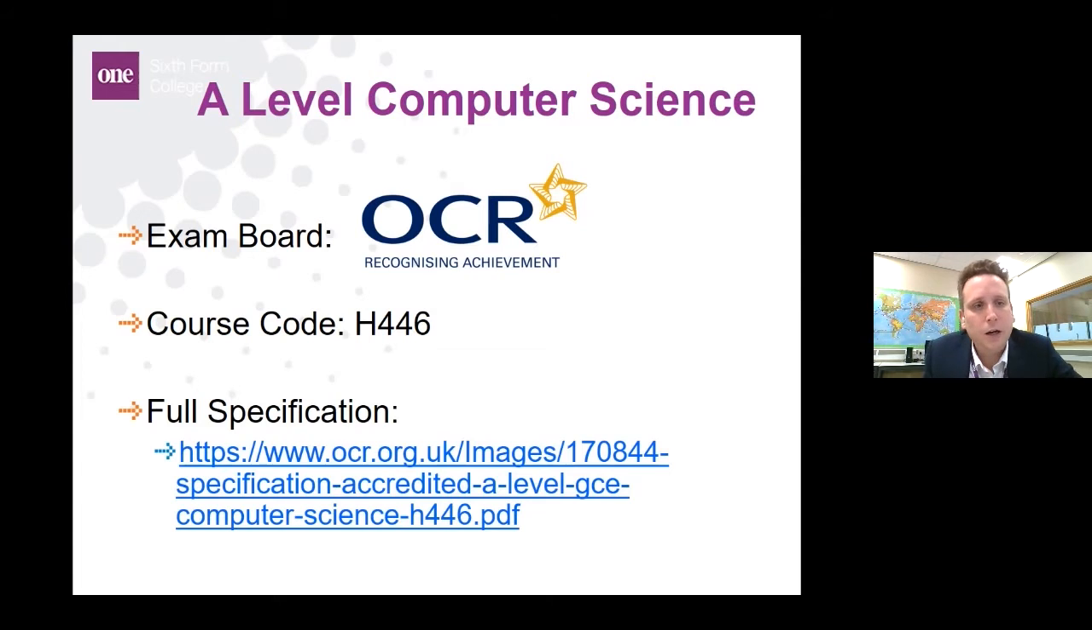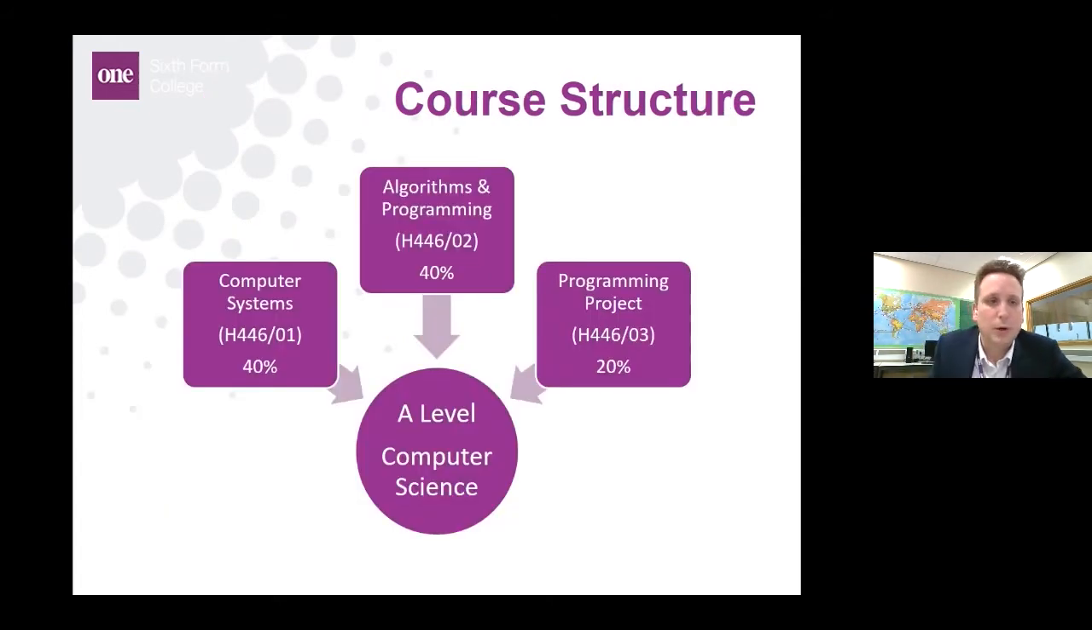But in a nutshell, the course is made up of 3 components, sensibly named Component 1, Component 2, and Component 3. Component 1 and 2 are examinations. They're both worth 40%, so overall, the course is worth 80% based on exams. The remaining 20% is the programming project, or the NEA coursework, where you will design, create, program and test something. But we'll talk a little bit more later on about what the programming project entails.